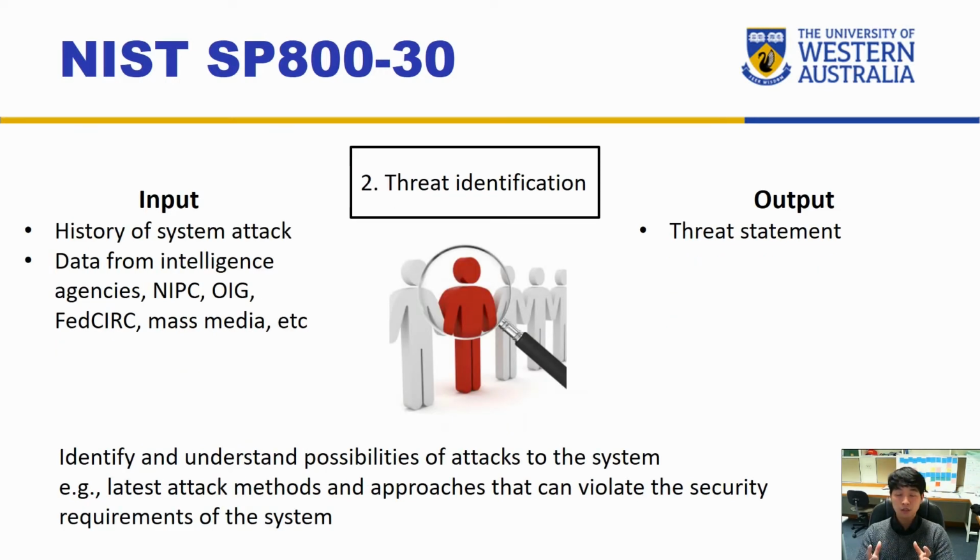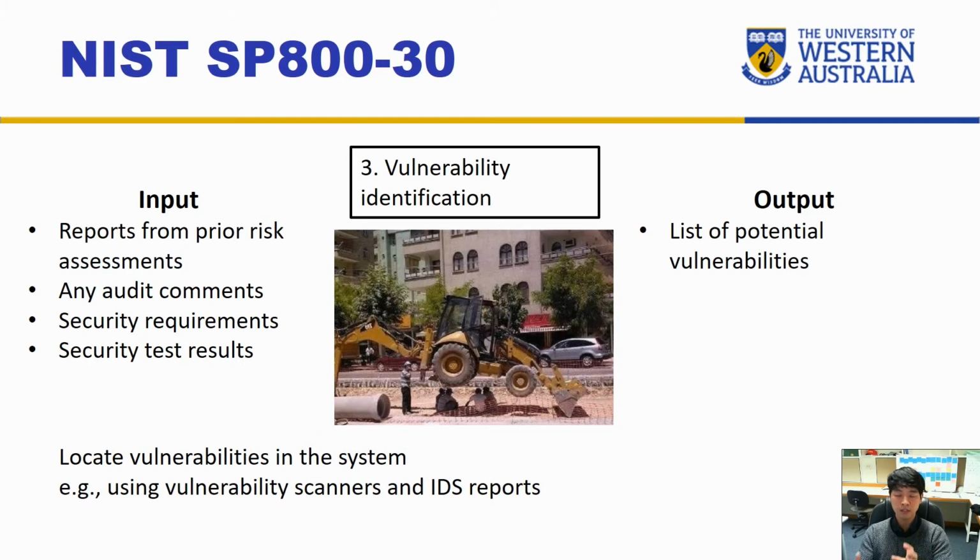In the second stage, threat identification, we can identify the history of system attacks, data from intelligence agencies, and so forth, which can be input to create a threat statement. This step is similar to the ISO standards. We want to know what the impact is to people using the system, and how we can go about preventing it. Once we understand the threats to the system, then we can start looking for the vulnerabilities that are enabling those threats.